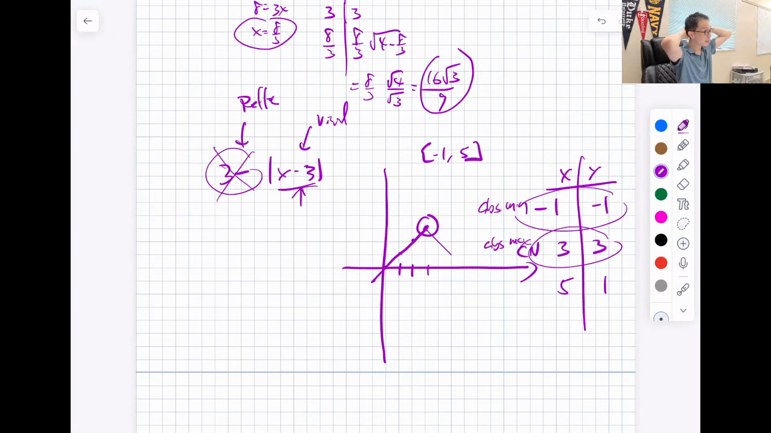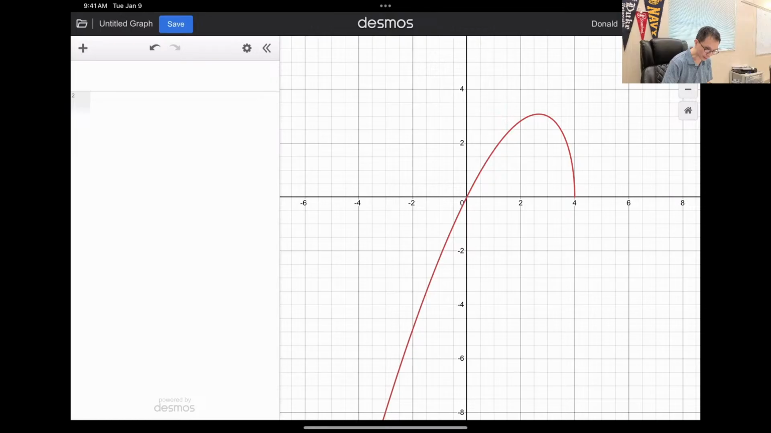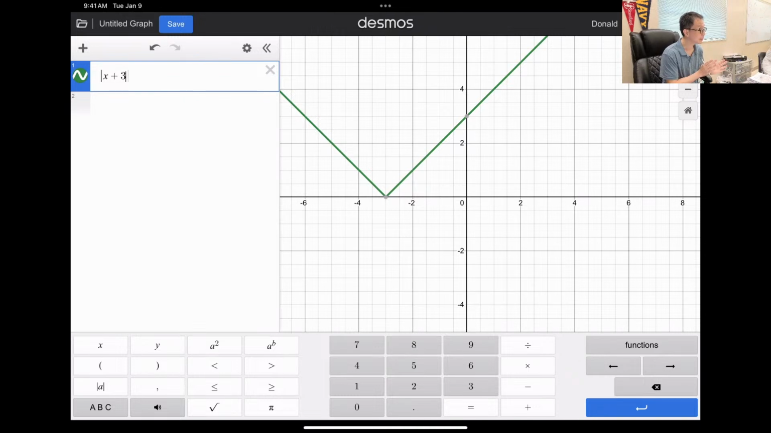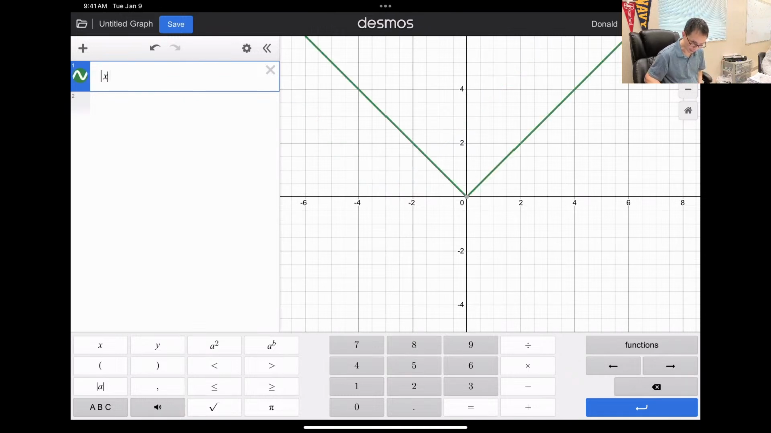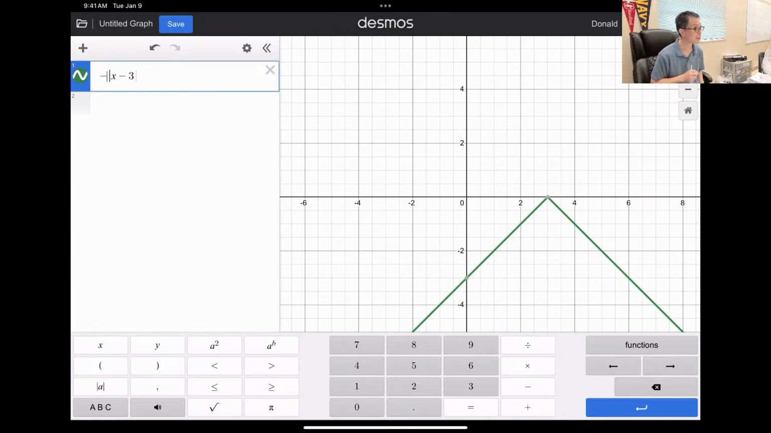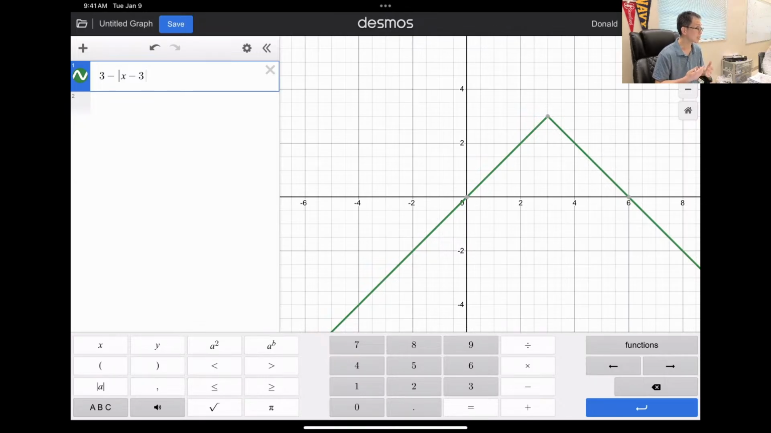Yes? What would the graph look like if it was 3 plus absolute value of x? That's a good question. If I have absolute value of x like this, and you plus a 3 inside, it's moving left 3. If it's a minus 3, it's moving right 3. And if I put a negative sign in the front, it's going to flip downwards, it's going to reflect. And if I plus 3 outside, it's the same thing as 3 minus, so it's going to go up 3 units. That's basically how your graph is going to go.